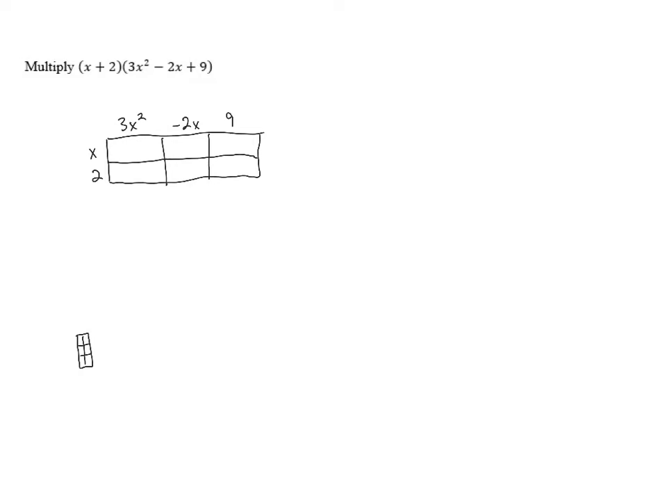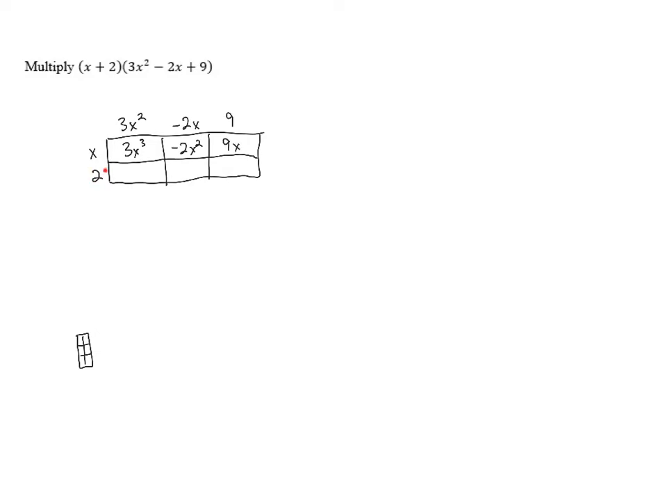Once you've got your table set up, to fill in each of the cells, you need to multiply the row by the column that it's in. So this is in the x row and the 3x squared column. So we multiply x times 3x squared, and that gives us 3x cubed. Here we end up with x times negative 2x, which gives us negative 2x squared. And then in this one, we've got x times 9, which gives us 9x.